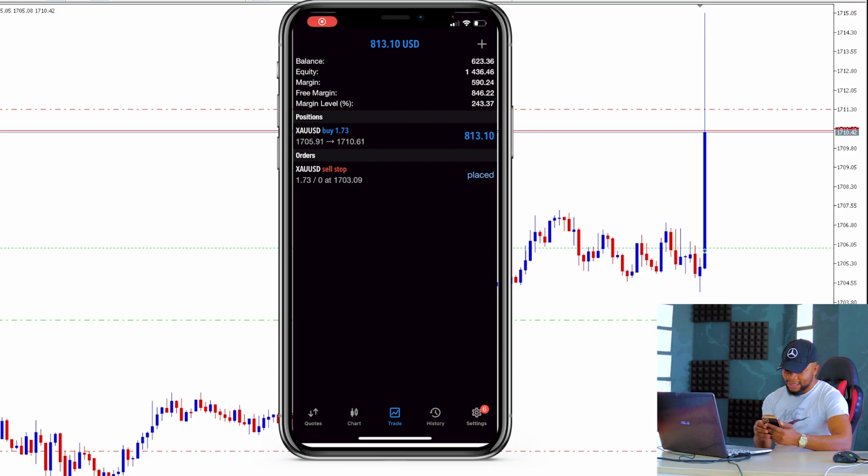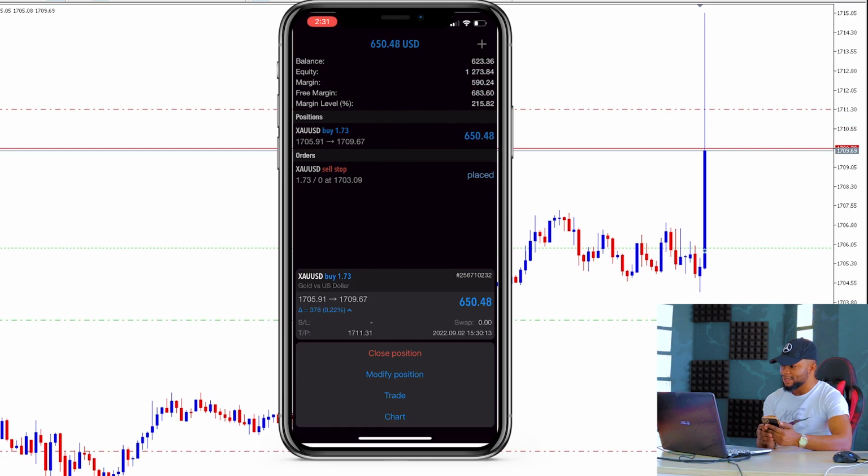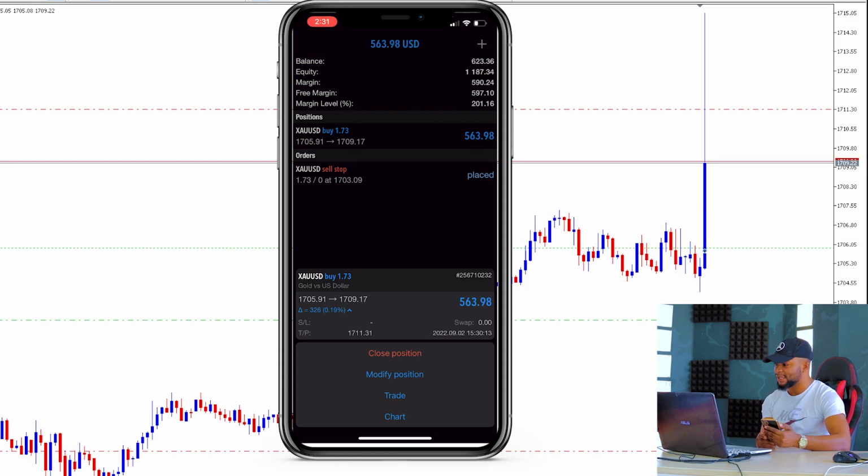Our take profit is already hit on one of the positions. Let's see. Just a few pips for our take profit to be hit, guys. Let's just hold a couple of minutes and see. Just a few pips for our take profit to be hit.